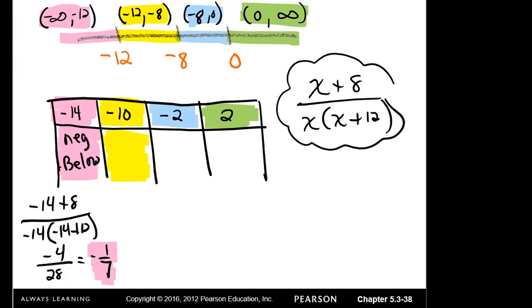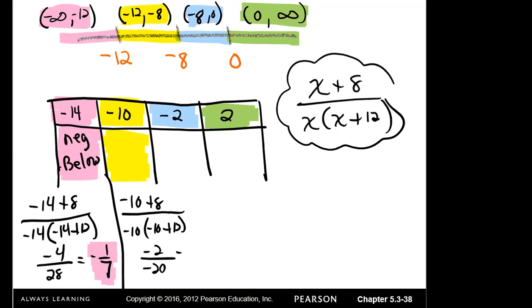For the next one, okay, -10, this is going to be -10 plus 8 over -10 times -10 plus 12. You guys can use your calculator if you want. It's -2 over -10 times +2 is -20. Negative divided by negative is a positive, and that reduces to 1/10. So I get a positive 1/10. So that's a positive, so it's above the x-axis. It's in quadrant 1 or 2.